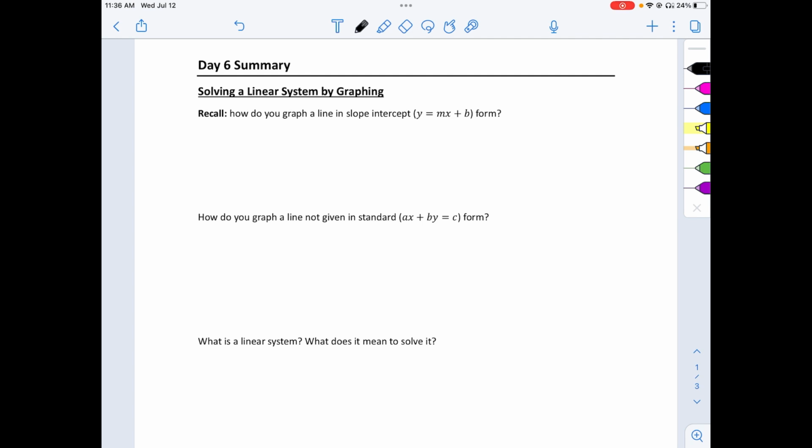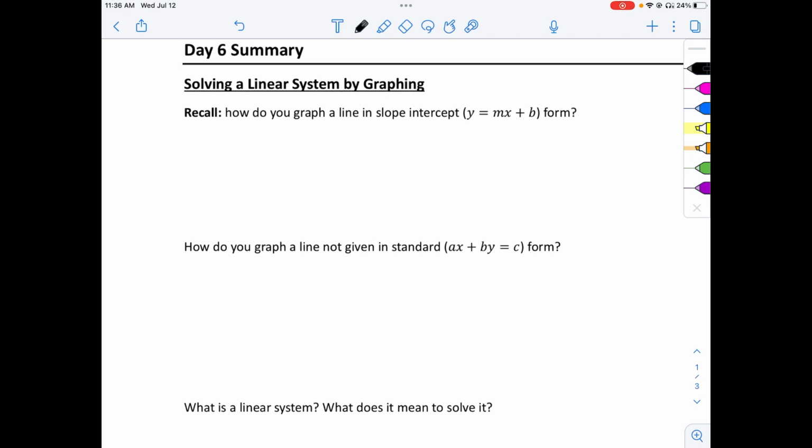So when you are given a line in slope-intercept form, which is y equals mx plus b form, to graph it, you are going to first plot the y-intercept. Okay, so this is going to be the point that is on the y-axis. And we can tell what that point is from the b value of the equation. So we're going to put that point at (0, b), whatever that might be. Okay, so that is our initial point.